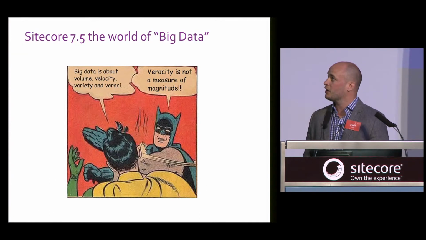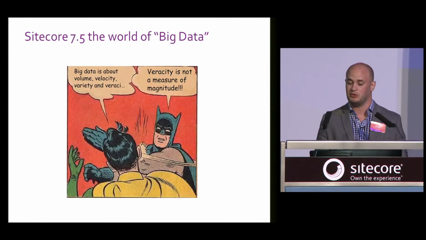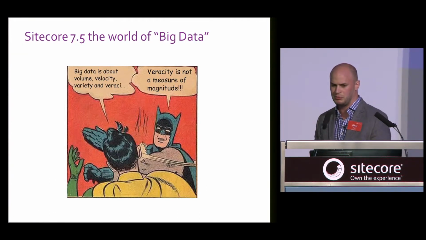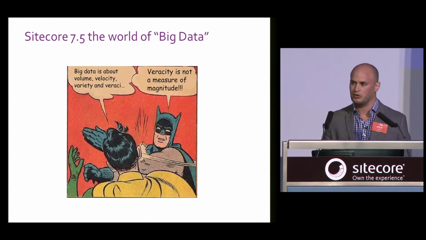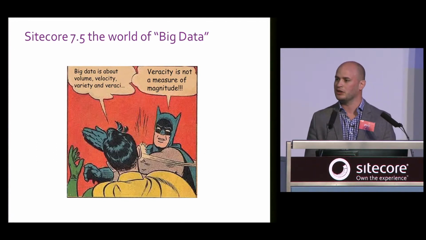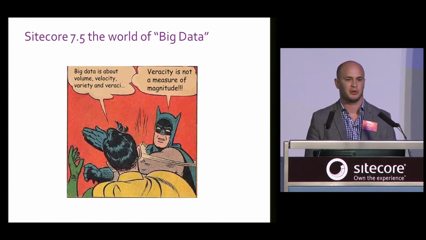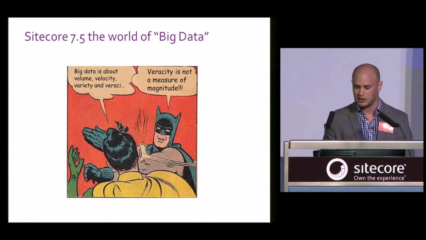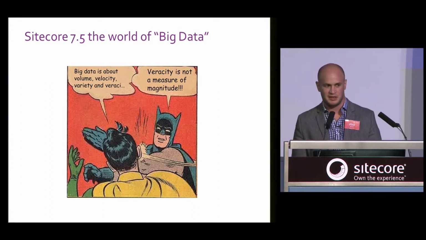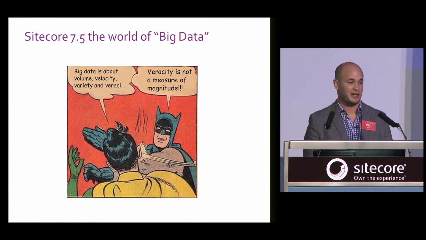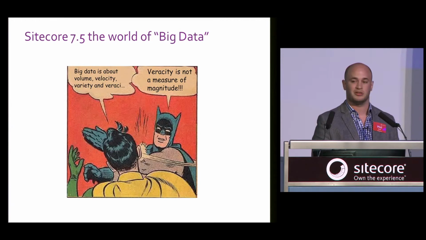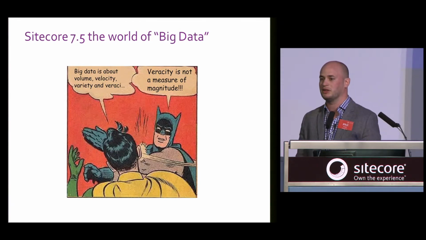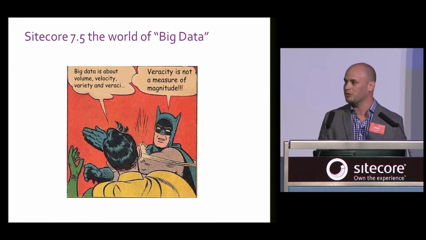But the big buzzword around 7.5 is big data. And I say buzzword because it's been a bit of a hot topic for a number of years now, even before I came to Sitecore. It was something we were talking about in my previous organizations. And I don't think the concept of big data has been defined and explained well enough for us as a marketing group. It's kind of just put out there. It can be quite intimidating as a term. No one really knows what it is.